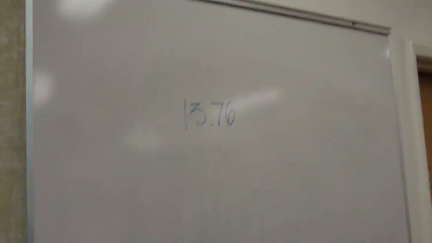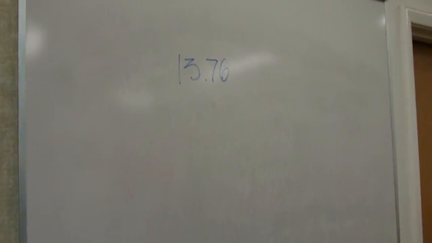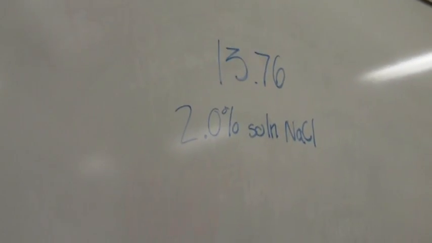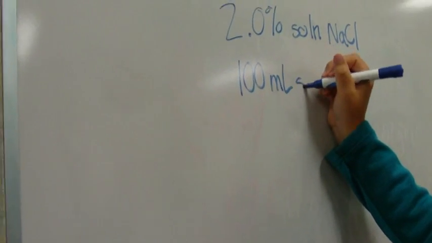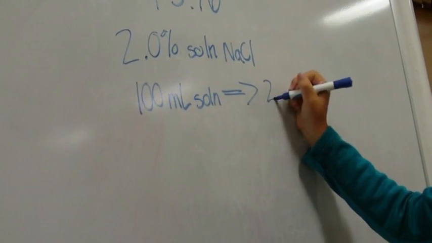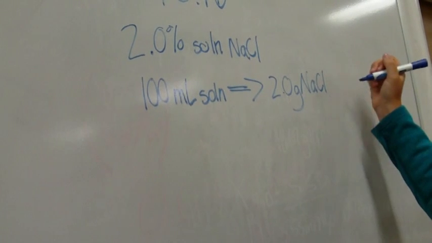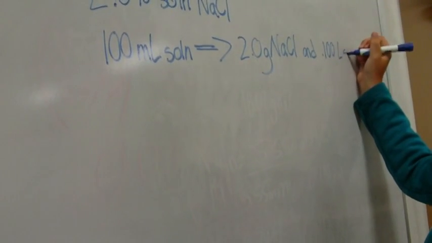13.76. What is the osmotic pressure in torr of a 2% solution of NaCl in water when the temperature of the solution is 25 degrees Celsius? All right, so they tell us that we have a 2% solution of NaCl. So we're going to make an assumption here that we have 100 milliliters of solution, and that, because it's 2%, is going to yield 2.0 grams of NaCl, and we will have 0.100 liters of solution.